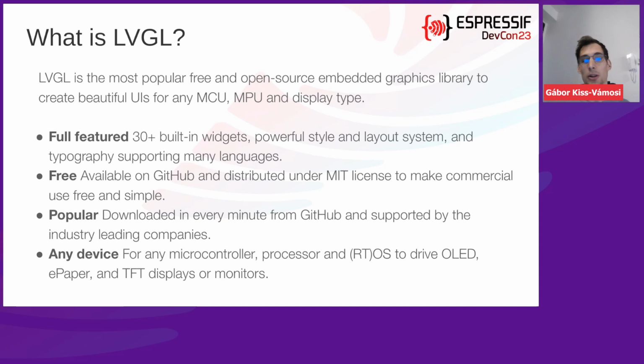It's a free and open source solution, which is fully available on GitHub and distributed under the MIT license. In practice, the MIT license means that you can use the software in a commercial project as well. You only need to add a sentence in your documentation, user guide or README, stating that we have used LVGL in our project to create the user interface. And that's it. You can use LVGL for free in any project.